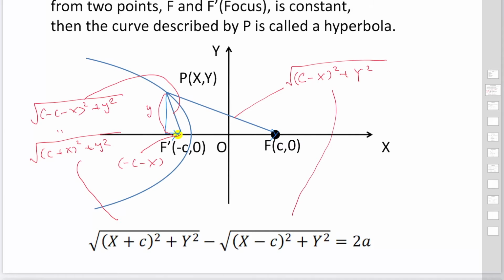The difference between the two lengths is 2a. So you can express it. This is equal to 2a. These are the definitions of the hyperbola.